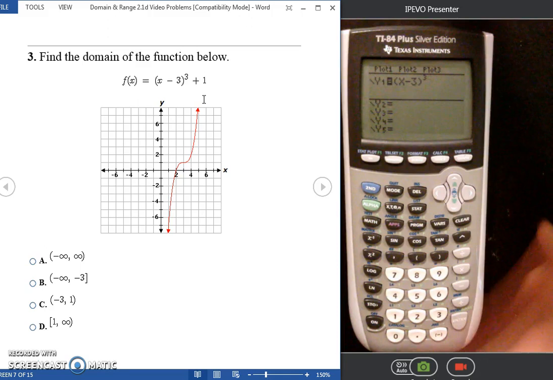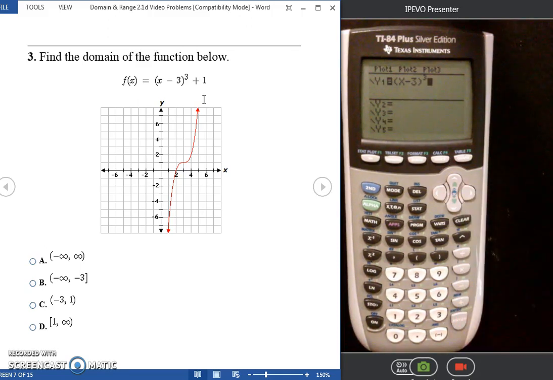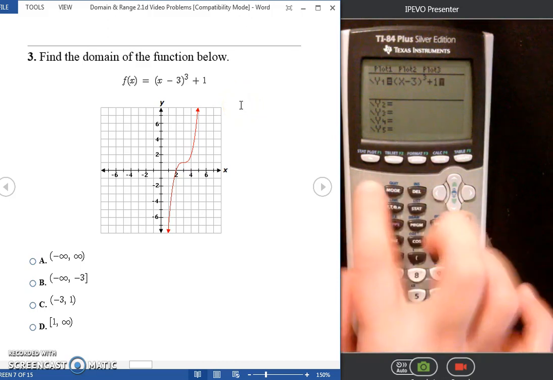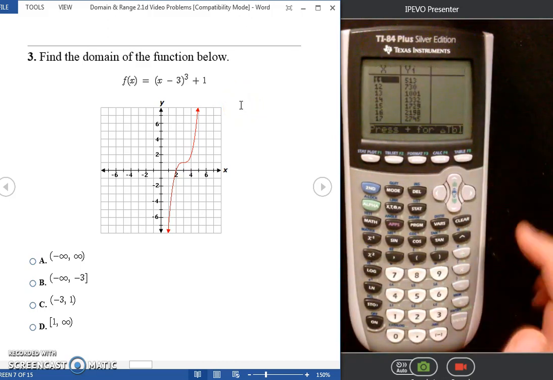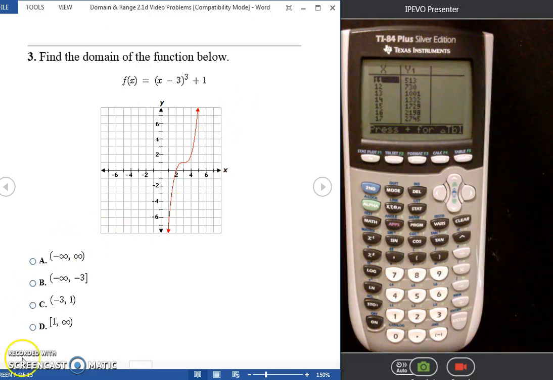That's all I have in my exponent, so I'm going to use the right arrow to jump out of it, and then plus 1. So once what's on the calculator at y1 matches what's on your question, then you're going to press second table, and you're going to see the table for this function. So I'm going to look at my answers, and I see that the answers have to do with all numbers, or they have something to do with negative 3 or 1.